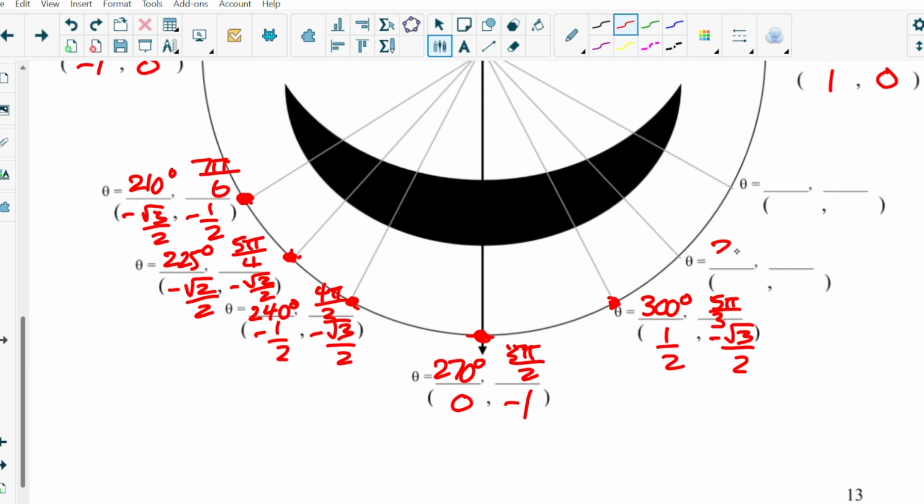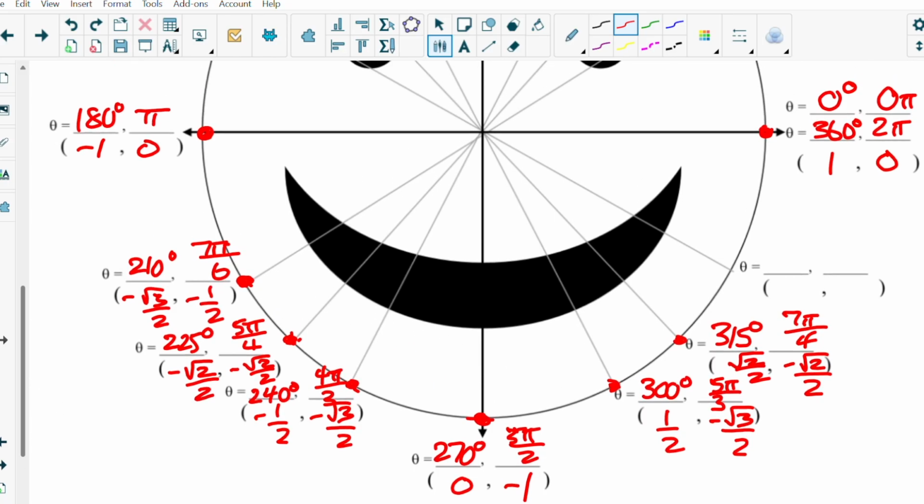Okay, almost around to the end. So this is 315 degrees, midway through our quadrantal angle. This would be square root of 2 over 2, negative square root of 2 over 2, 7 pi over 4. 5 pi over 4, 6 pi over 4, 7 pi over 4. Okay. Lots of patterns going on here.